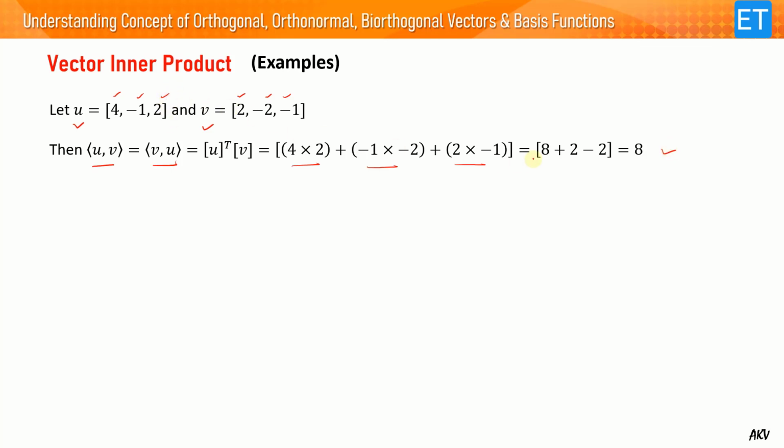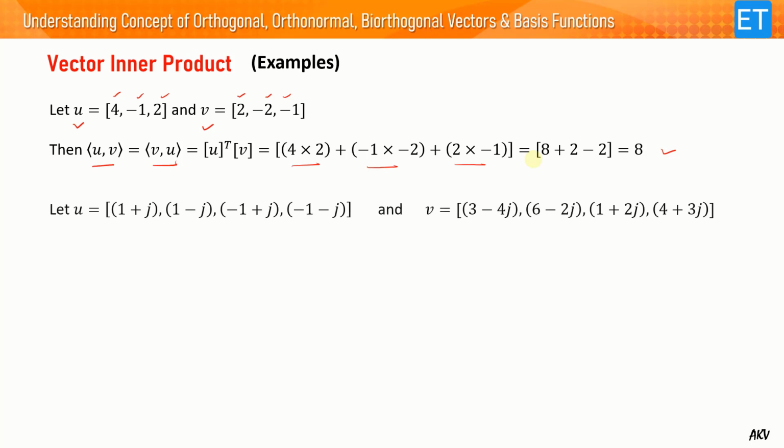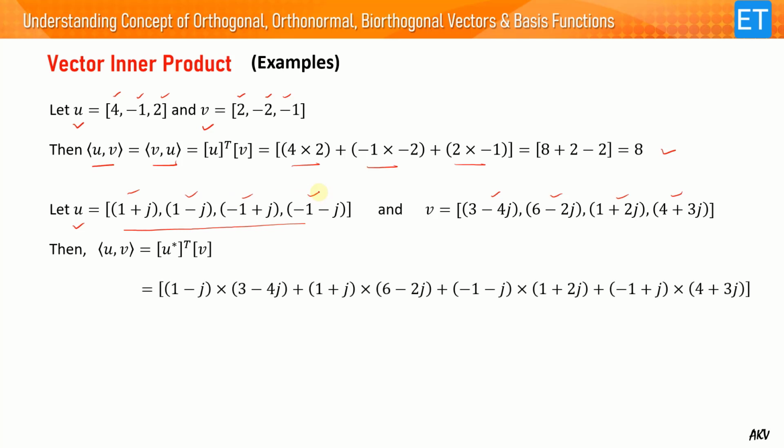Now consider the case of the complex vectors. So let's say u is this complex vector, 1 plus j, 1 minus j, minus 1 plus j, minus 1 minus j, and v having also the 4 elements. So their inner product by the definition is u star transpose v. That means we have to take the complex conjugates of each element of u, right? And then multiplied with the v vector.